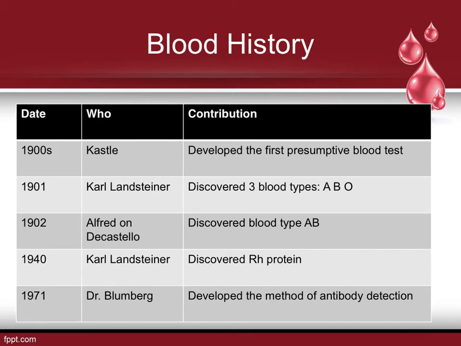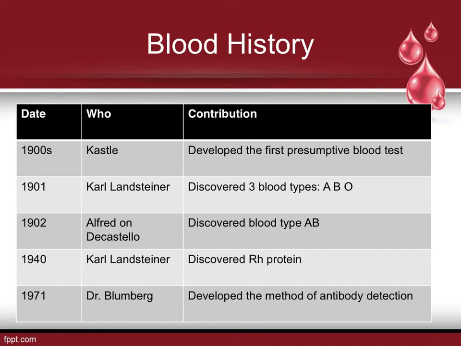All right, so this part goes with that little table that you have under the section that says blood history, and the only dates that I pulled are the ones that are most important as it applies to forensics. So starting in the early 1900s, a gentleman by the name of Castle developed the first presumptive test that we use to determine the presence of blood. So you need to know the date, the person, and what they did.